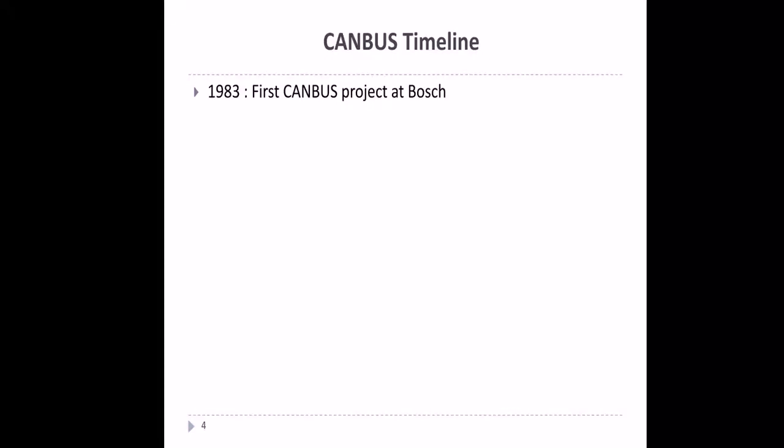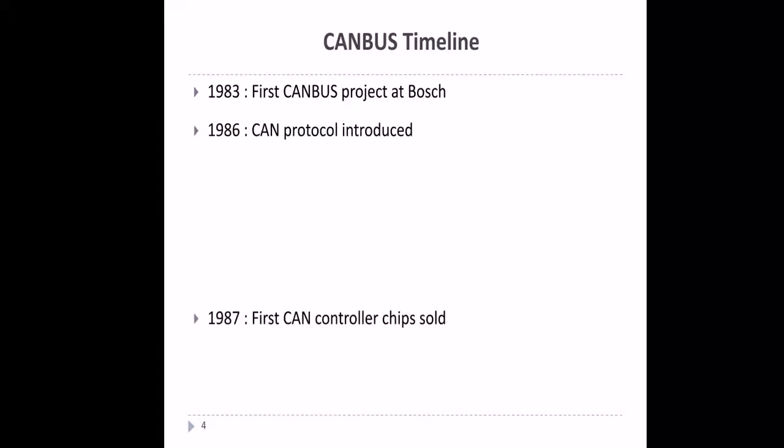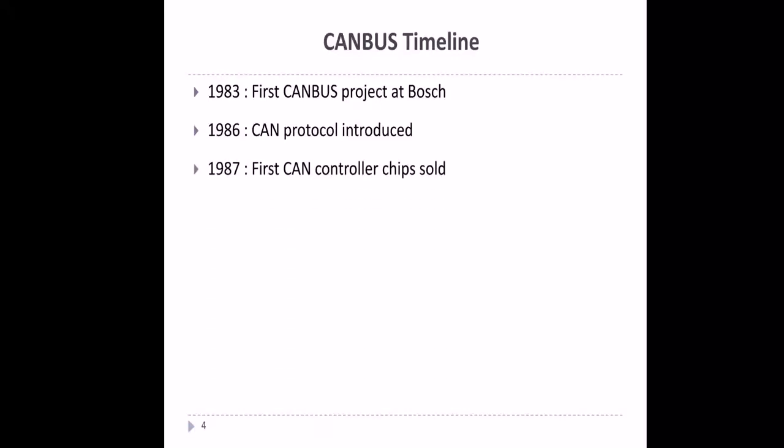Here is a quick timeline for your understanding. 1983, the first CAN bus project at Robert Bosch. 1986, the CAN protocol introduced. Before introducing it, they had just done their in-house project. After it was successfully satisfied and they had proven it would increase efficiency, it was launched in 1986. Then in 1987, the first CAN controller chips were sold in the market. Then 1991, the CAN 2.0A specification published.